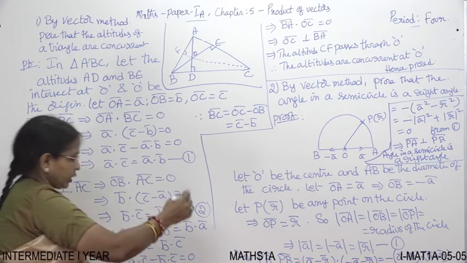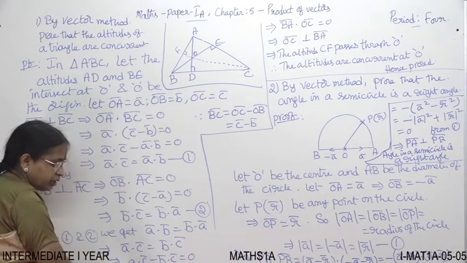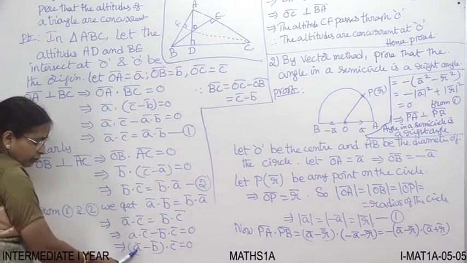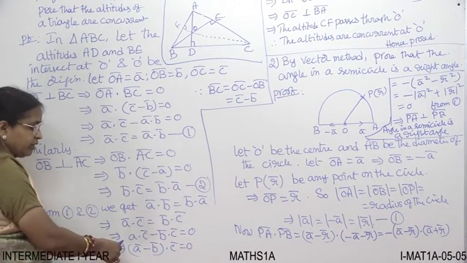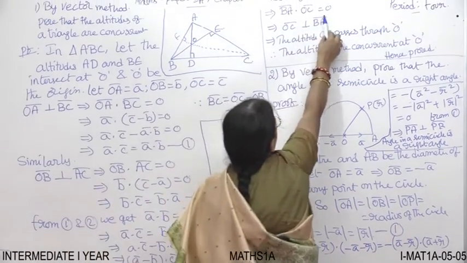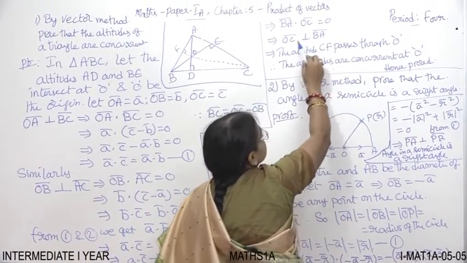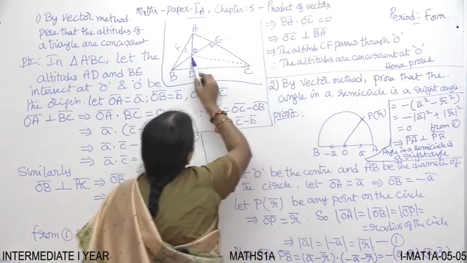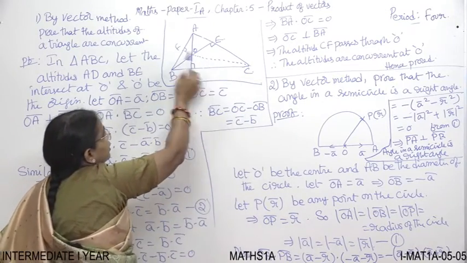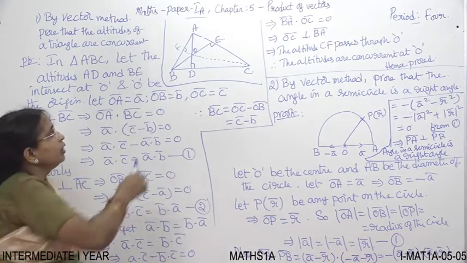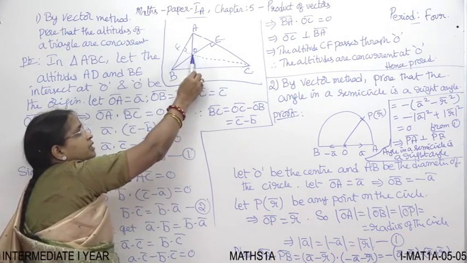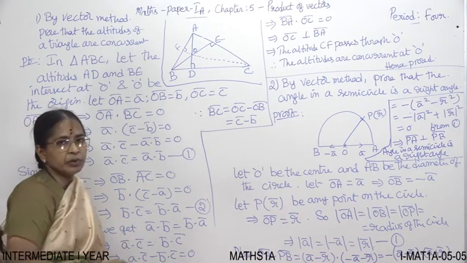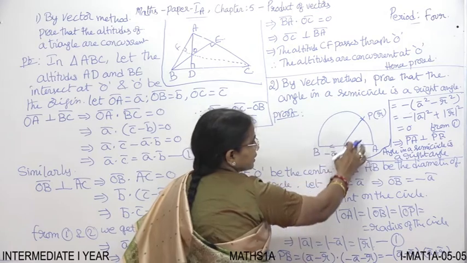So from these two, you can say that A minus B is nothing but BA vector. OA minus OB means BA vector, and OC is C, so their dot product is 0. So they are perpendicular. So the altitude CF, OC extended line is CF, so CF is perpendicular to AB. So CF is also passing through O. So all the altitudes are concurrent at O. Hence it is proved.